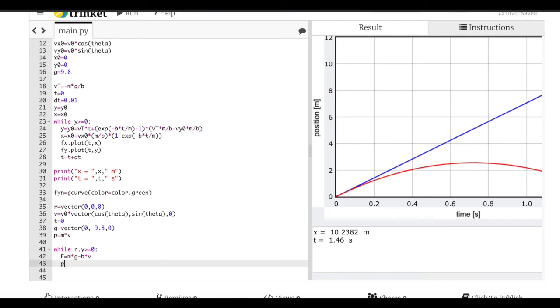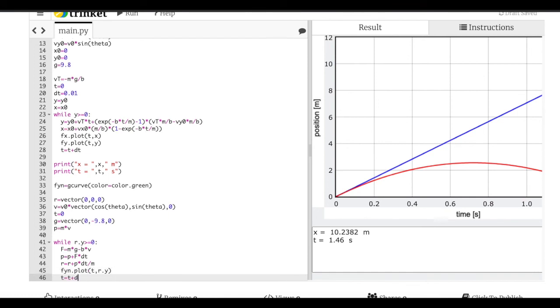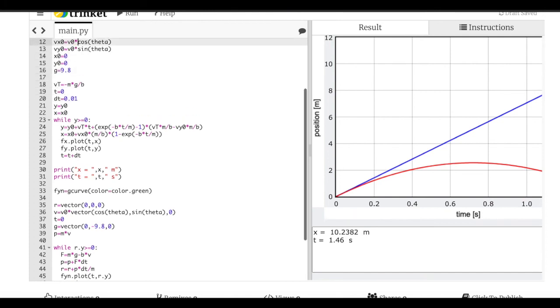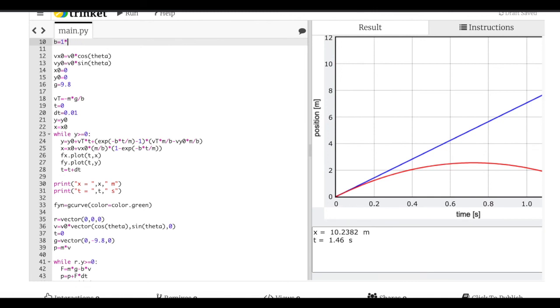So now I need to update the momentum: p equals p plus f times dt. I need to update the position: r equals r plus p times dt divided by m, where p over m is the velocity. And then I'm going to plot it: fyn.plot t and the r.y position, and then update time: t equals t plus dt. And let's put this back to normal b. Where's my b? There. I'm going to just make it 1. Okay. You ready?